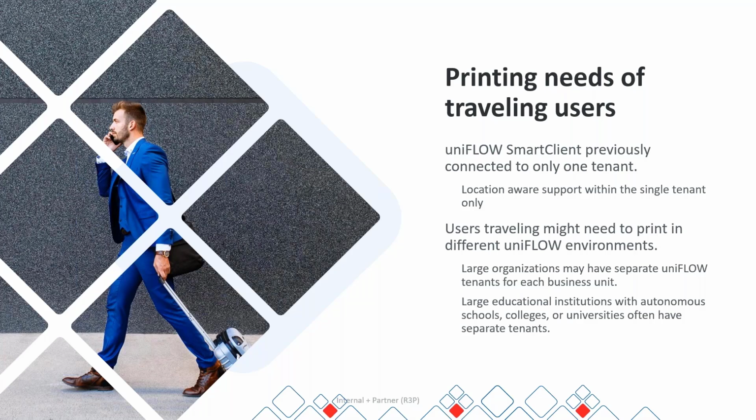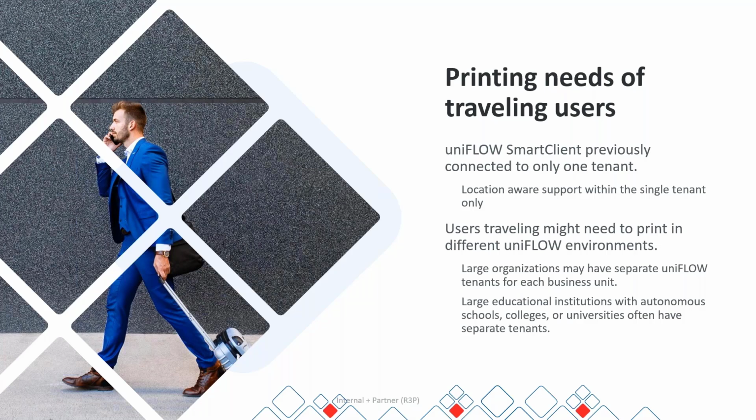This issue is common in large organizations with multiple autonomous business units or during company mergers or acquisitions. Similarly, large education institutes with autonomous schools, colleges, or universities often have separate tenants for each entity within the system. So basically, this improvement will be available in 2025.1. So you've got a sneak preview of it. I believe it's actually available now, 2025.1.